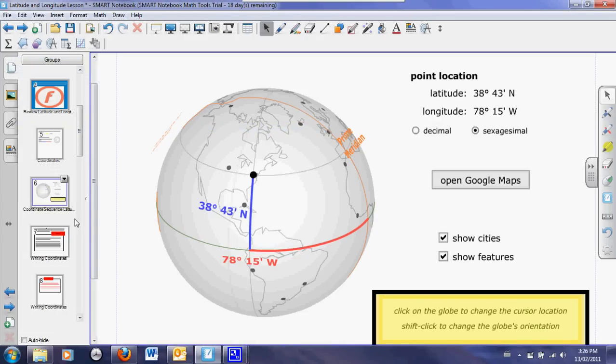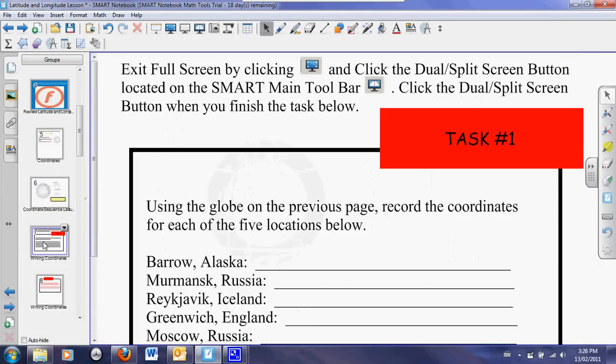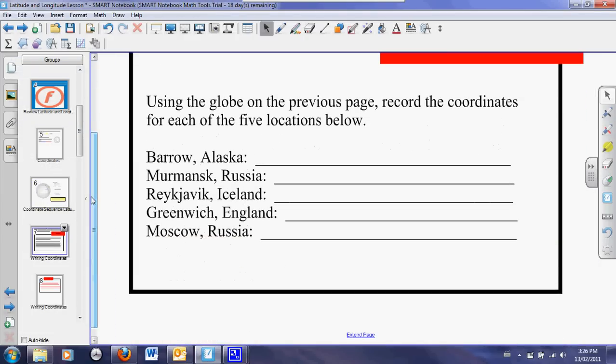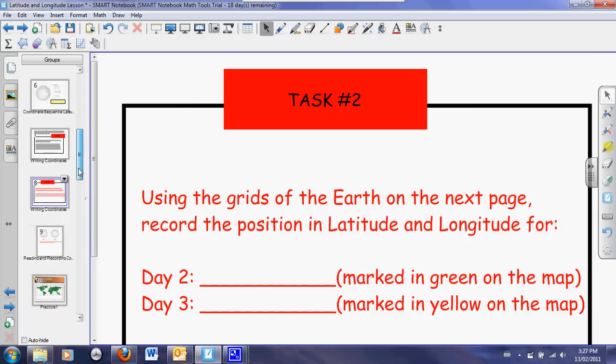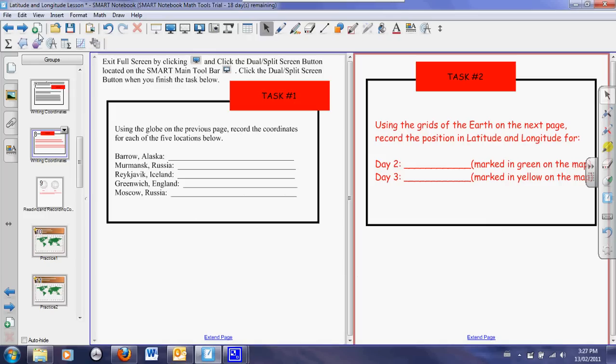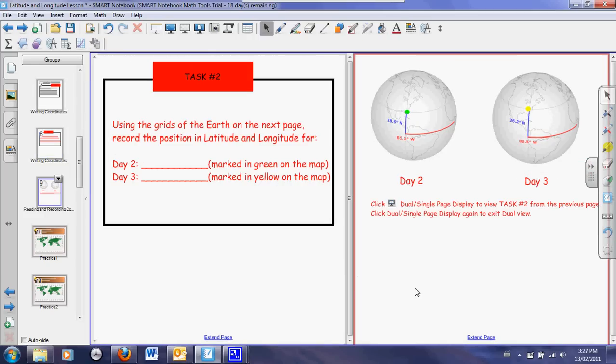Okay, let's go here. Now this is the assignment, so we can just bypass that. Let's go back to dual screen. Now this was the next thing. Task number 2 asked us to write the latitude and longitude for these two spots. So for day 2, give it a try and then I'll tell you the answer here in a second.